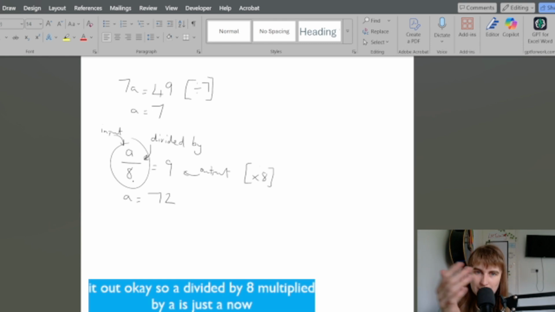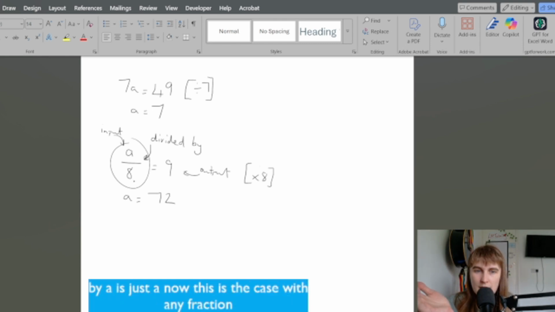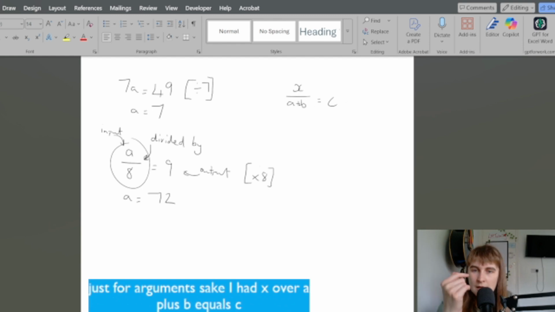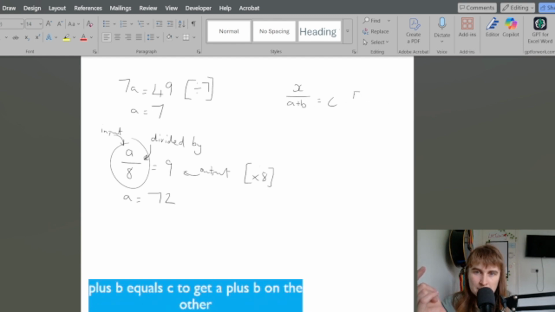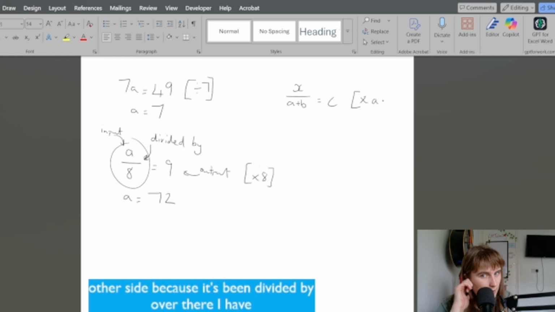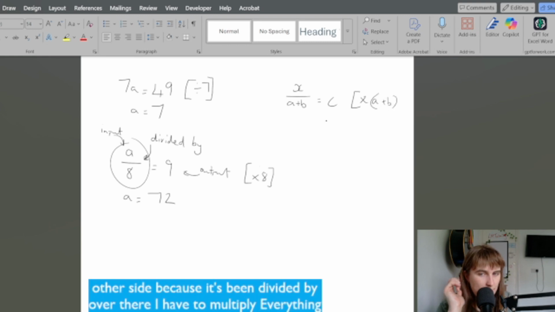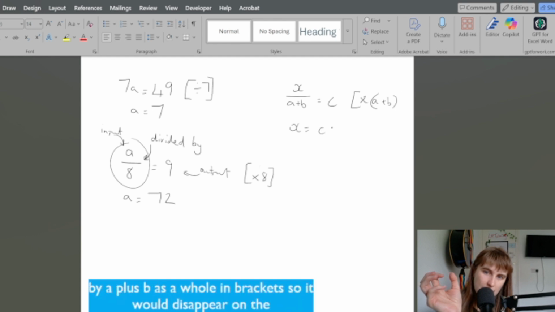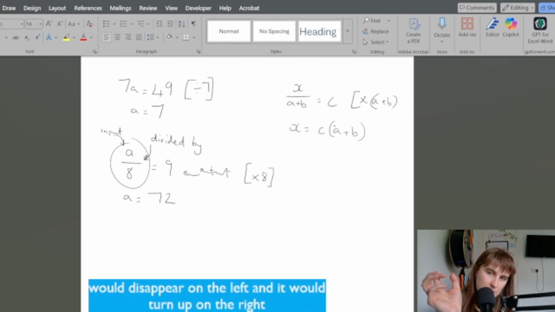Now this is the case with any fraction in an equation. So let's say, just for argument's sake, I had x over a plus b equals c. To get a plus b on the other side, because it's being divided over there, I have to multiply everything by a plus b as a whole in brackets, so it would disappear on the left and turn up on the right, something like that.